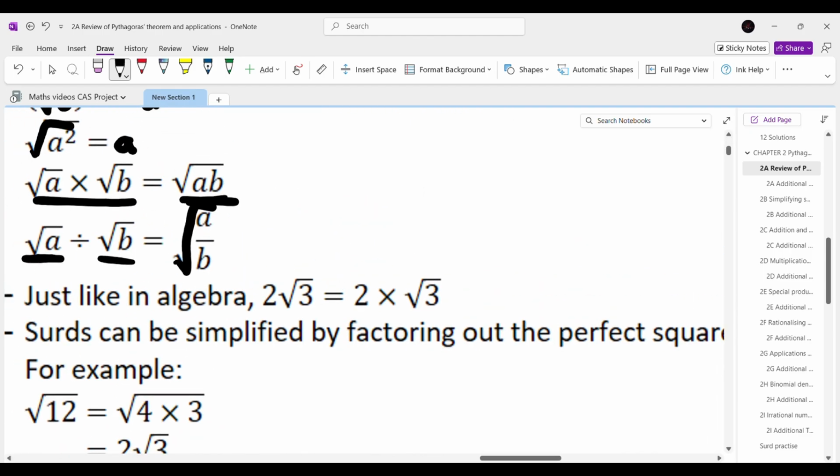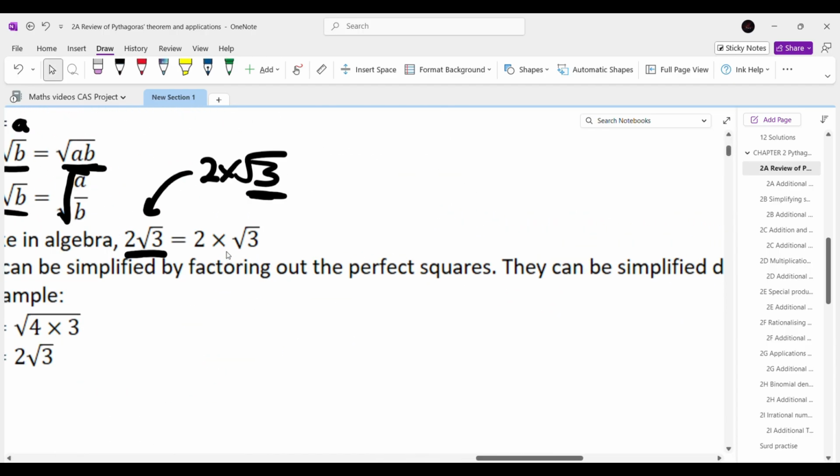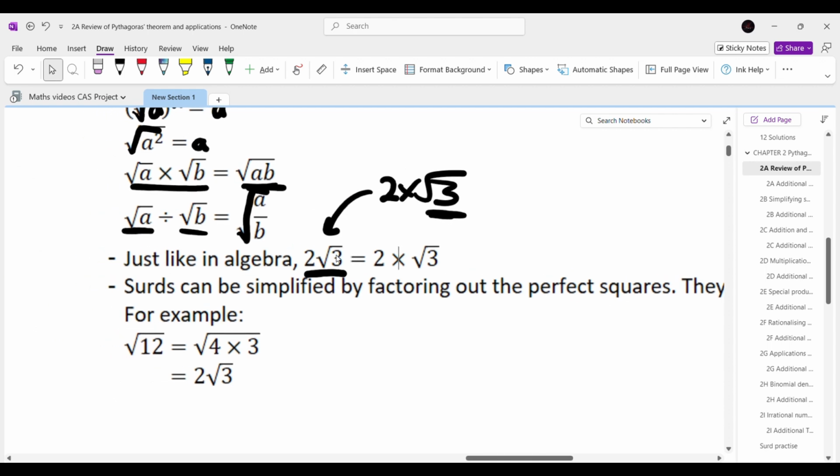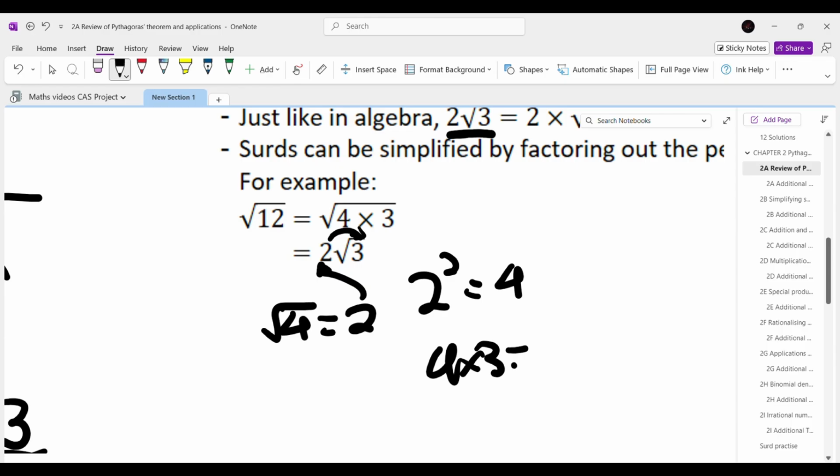Just like in algebra, we will write our surds like this, which means 2 times root 3. So if it's expressed like 2 root 3, it means 2 sets of root 3. And we can actually simplify them by factoring out the perfect squares. For example, here you can see that 12 is broken up into 4 and 3, and we take 4 out of the square root by simplifying, because the square root of 4 is equal to 2. So therefore, it's 2 multiplied by root 3. And obviously you can put it back under the root. You just have to make sure you square it when going back in. So 2 squared equals 4, and you put 4 back under the root, which gets root 12.